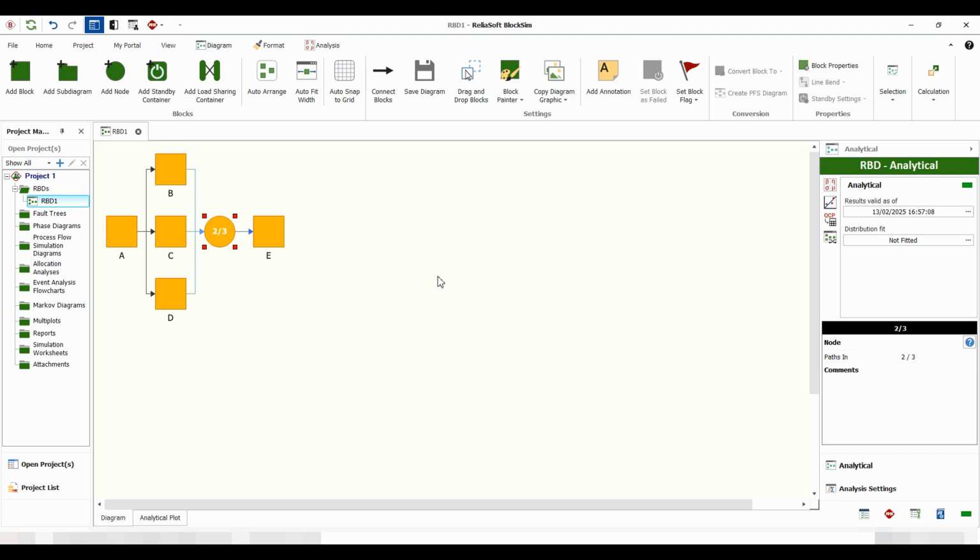So what we can see with this very quick video is how we can create a very simple system, load some data, and analyze our results with BlockSim. In the following video we'll be able to see other important features of this package.